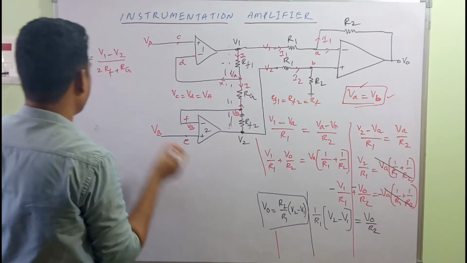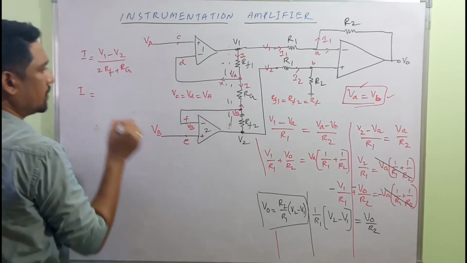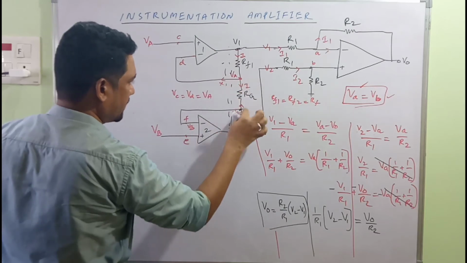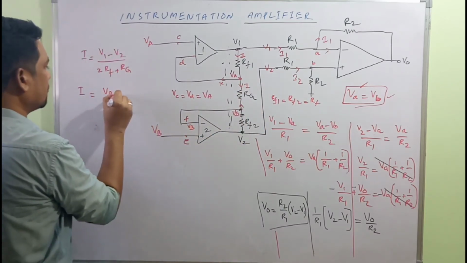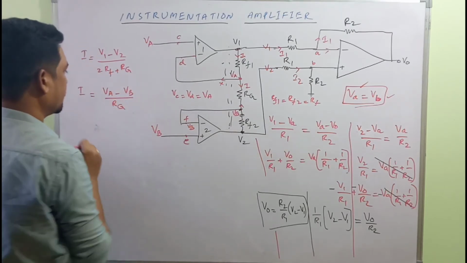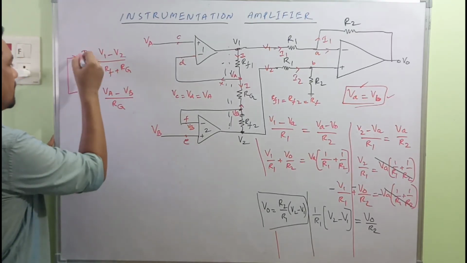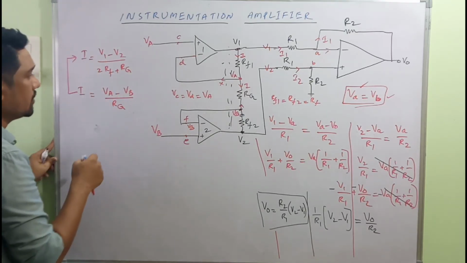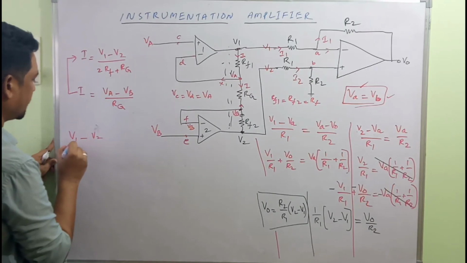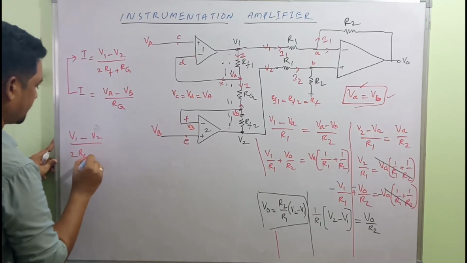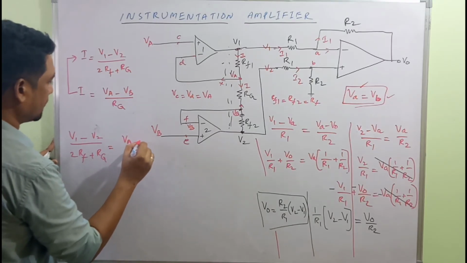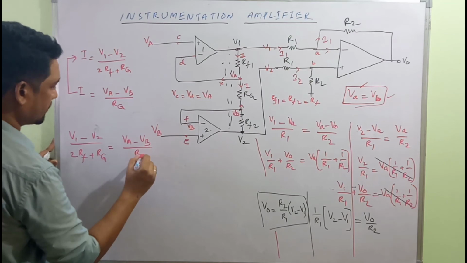So that can also be written as I is equal to what? From this node to this node, we have VA according to the virtual ground concept: VA minus VB upon RG. And these two are equal, the same I. So this equation will be equal to that equation: V1 minus V2 upon twice RF plus RG is equal to VA minus VB upon RG.